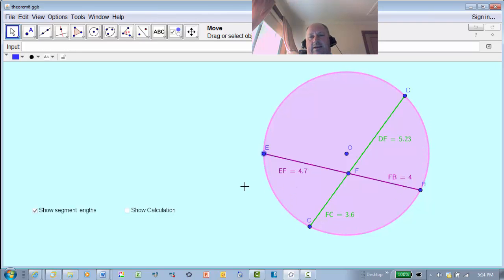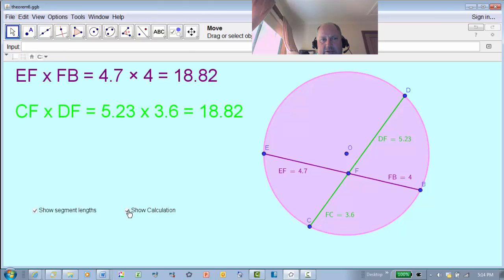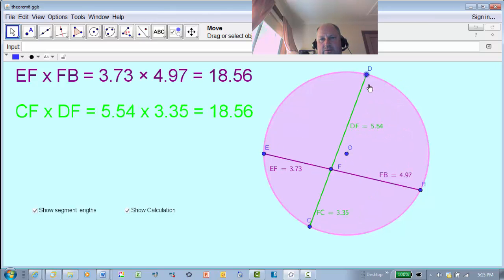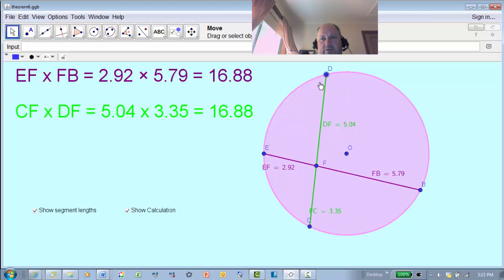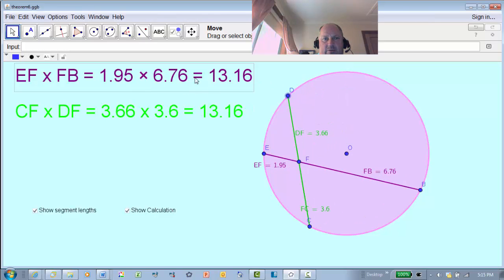But there is a property of these intersecting chords. If I look at the calculation here, and if I look at EF times FB, so this length times this length comes out to this number, then the product of the other two segments of the green chord comes out to the same number. So now when I move the points around, you'll see that the calculation values do change because the lengths change, but the actual answers remain the same.